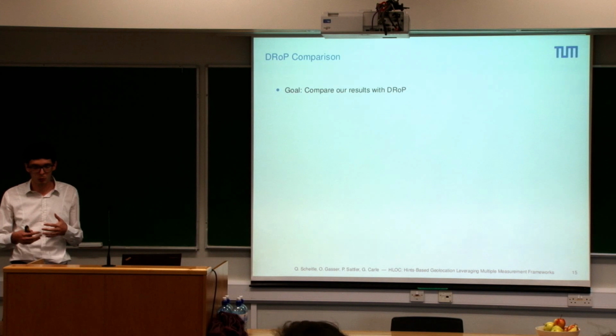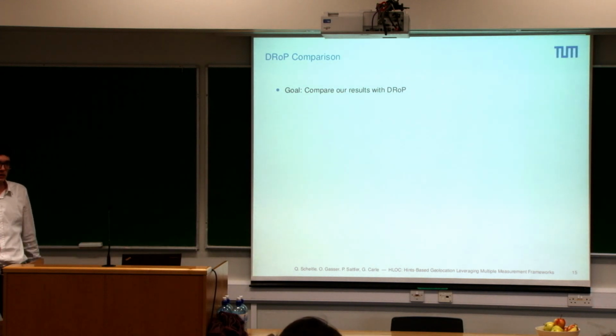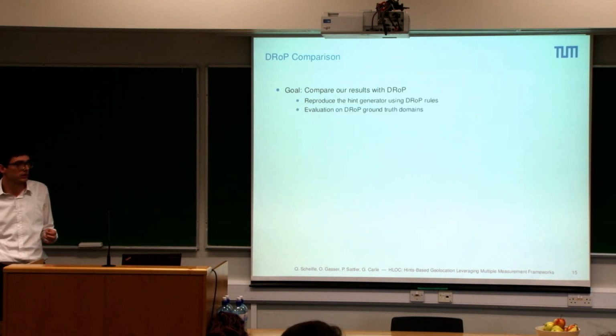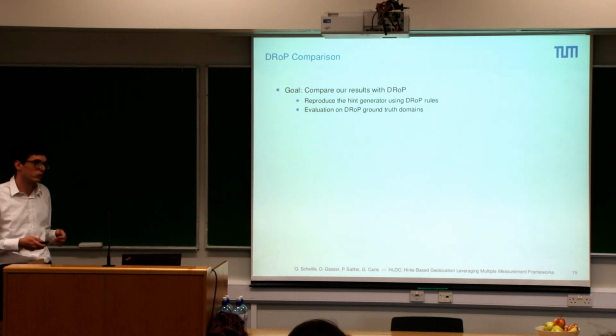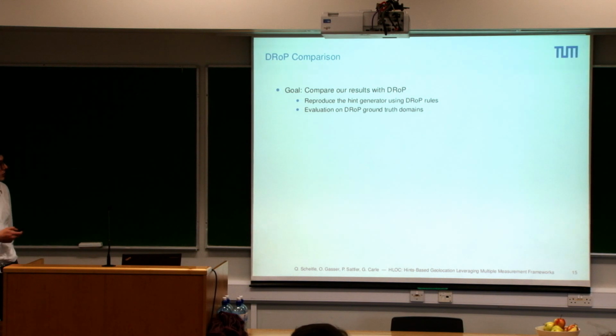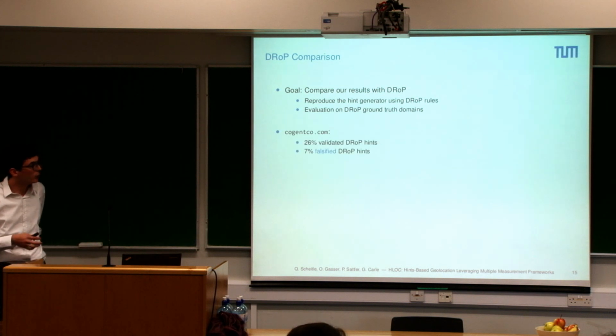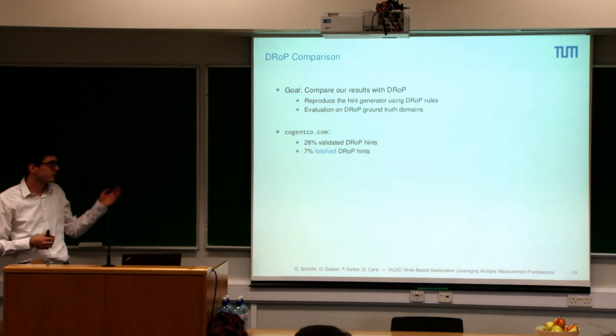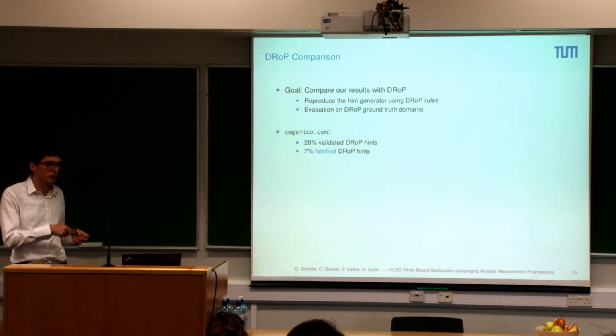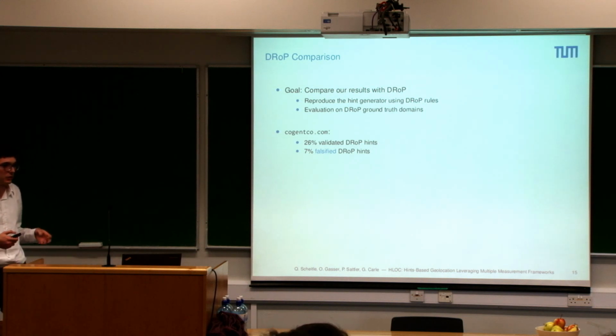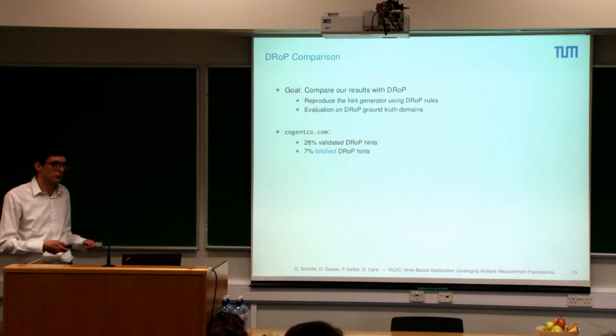So we compared ourselves against the DRoP approach, and for that we had to reproduce the DRoP hint generator using their rules, and we evaluated them against their ground truth domains. And now some interesting findings. For the Cogent domain, we found that we could validate a fourth of all domain location hints, but we could also falsify 7% of all location hints found by DRoP rules in this domain. So in 7% of all cases, you infer the wrong location, based on our round-trip time measurements.